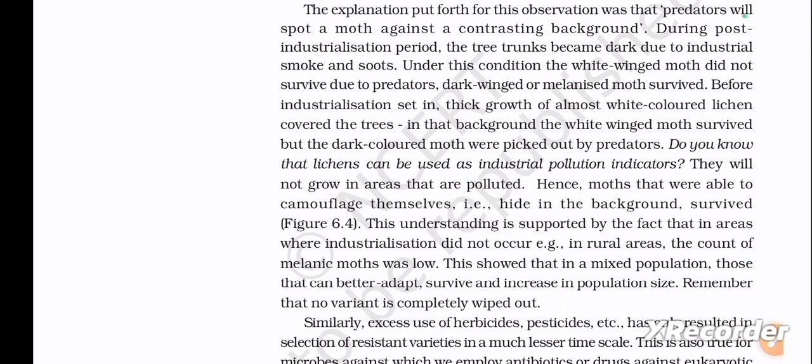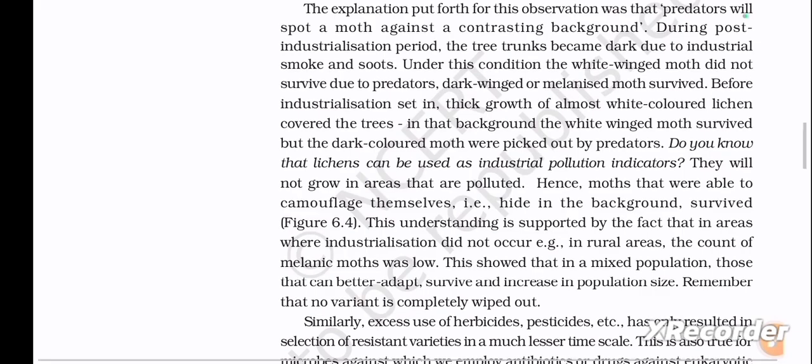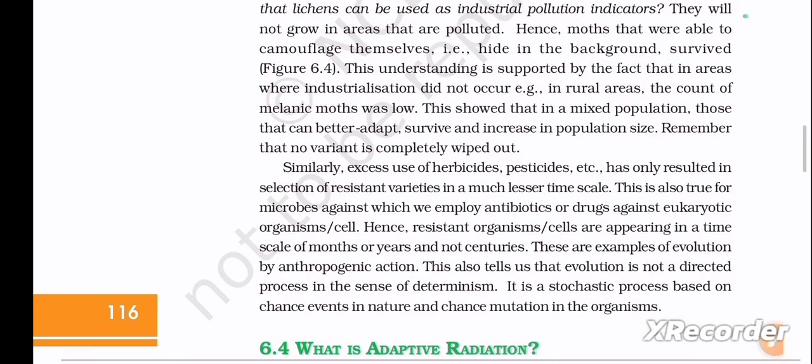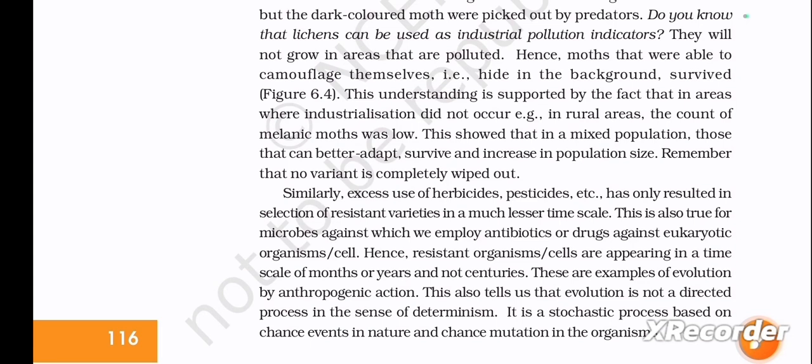Do you know that lichens can be used as industrial pollution indicators? They will not grow in areas that are polluted. Hence, moths that were able to camouflage themselves, that is, hide in the background, survived. Figure 6.4. This understanding is supported by the fact that in areas where industrialization did not occur, for example in rural areas, the count of melanic moths was low. This showed that in a mixed population, those that can better adapt survive and increase in population size.